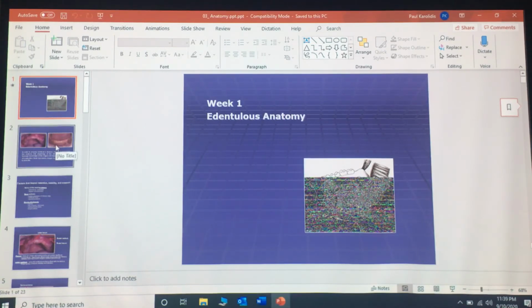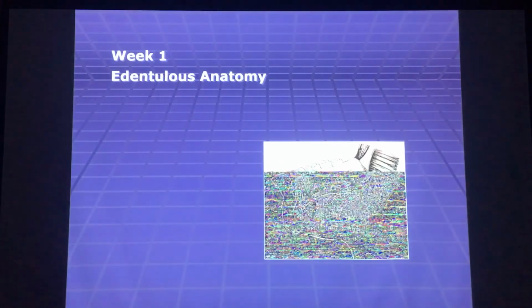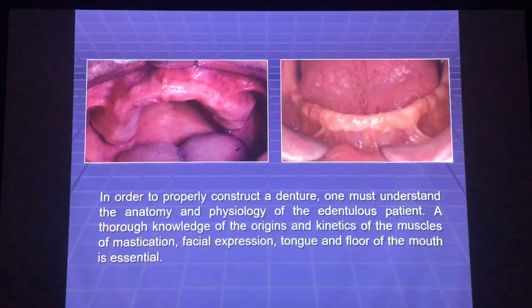And week one, here's the edentulous anatomy. This is review, so I'm going to be really quick. There's a lot of words here, but we can see that to properly construct the denture, the anatomy has to be understood with the edentulous patient, of the muscles of mastication and facial expression, and how the tongue works.